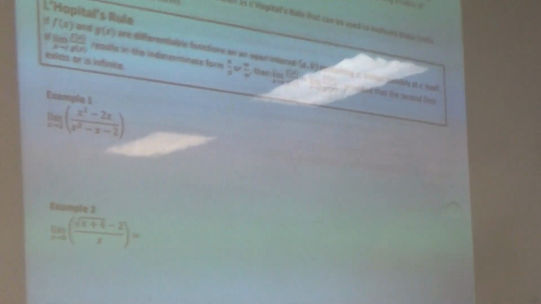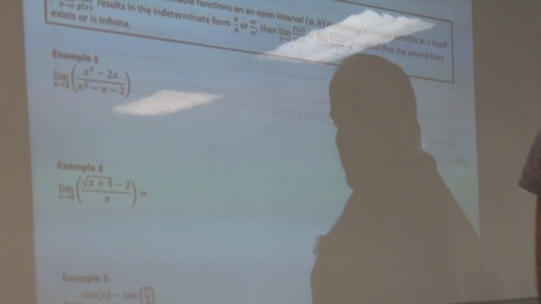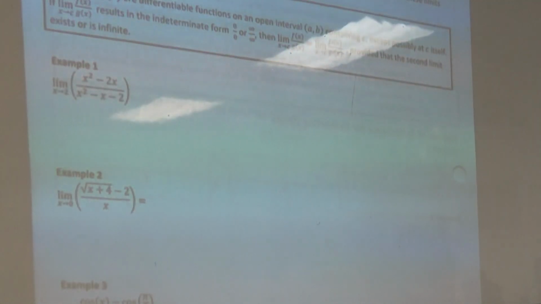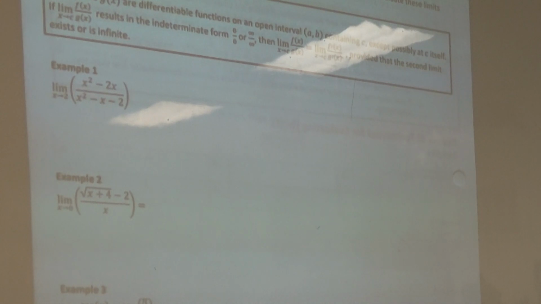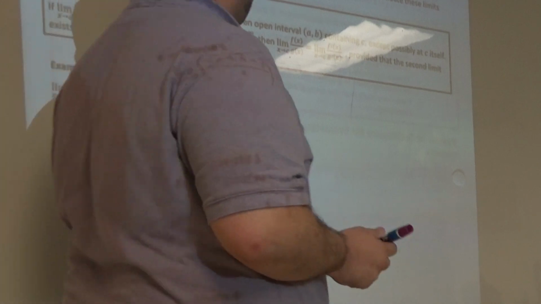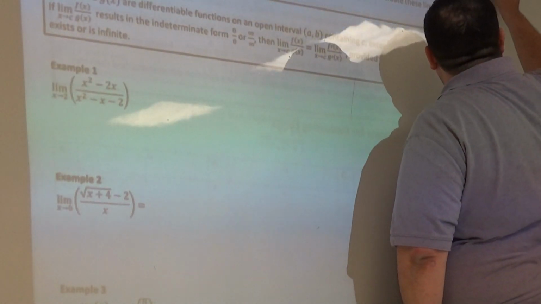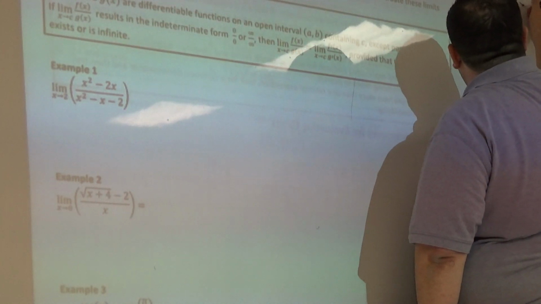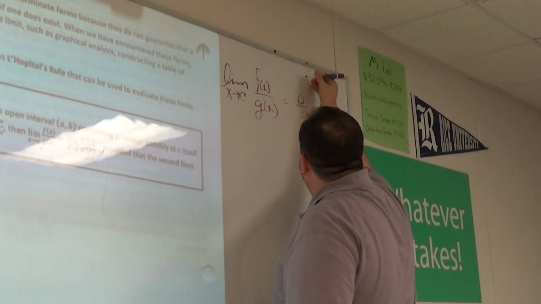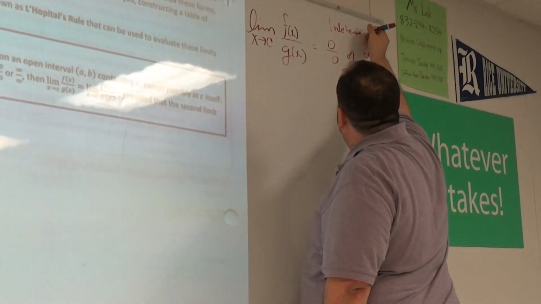L'Hopital's rule says if you have an indeterminate form. How many are there? 2. One of them is 0 over 0, the other one is infinity over infinity. If you are taking a limit, and your limit looks something like this, the limit as x approaches c of f of x over g of x, and you get 0 over 0 or infinity over infinity, both of these are called the indeterminate forms.